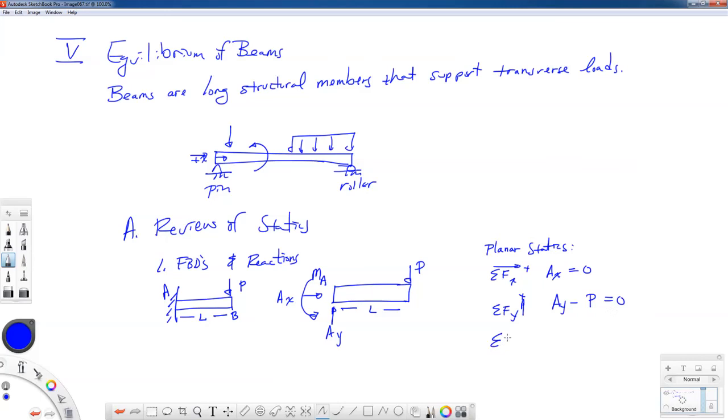And we can do the summation of moments about any point that we want. If we do point A, then we would have MA minus P times L equal to 0. So those three planar statics equations can be used to solve for our beam reactions.